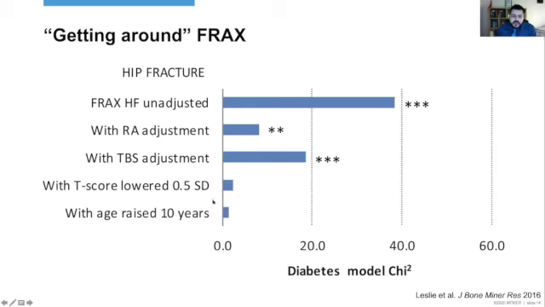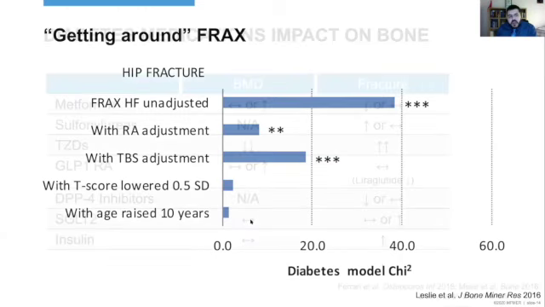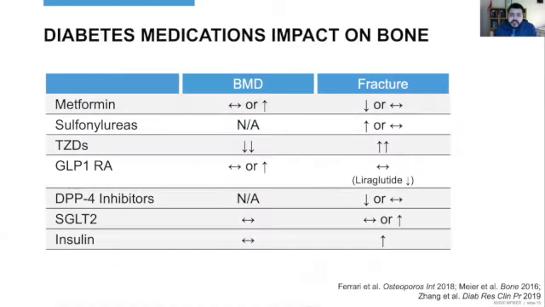So that's probably the best thing we can do for adjusting FRAX when we have a patient, especially if we have a patient who has both diabetes and rheumatoid arthritis. You cannot click it twice. So you can actually raise the age by 10. What about the impact of diabetes medications on bone?